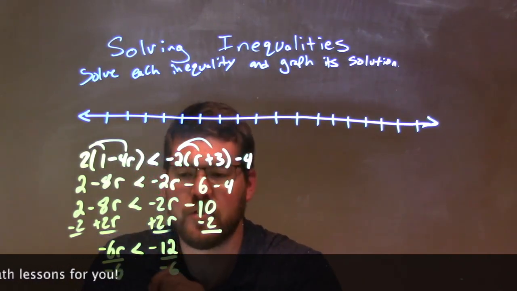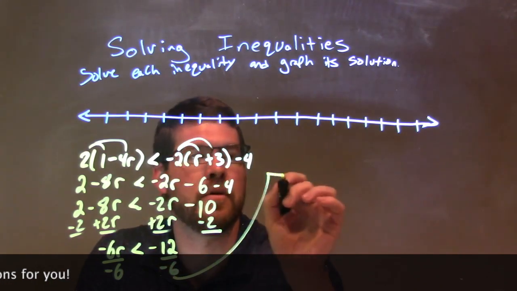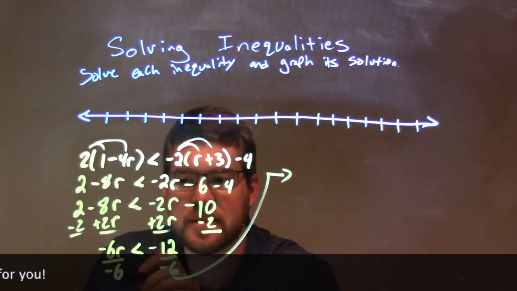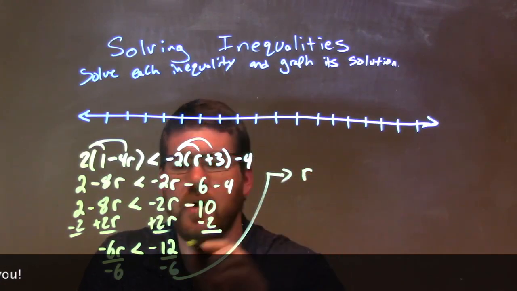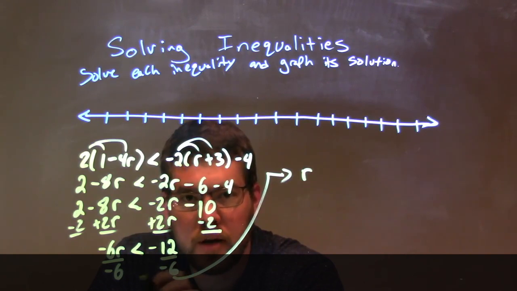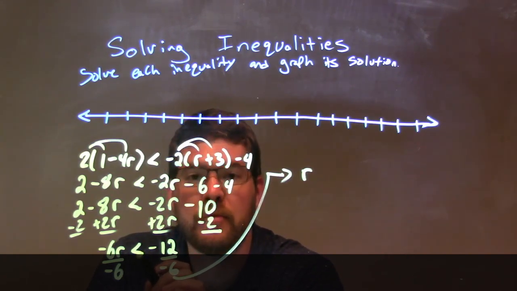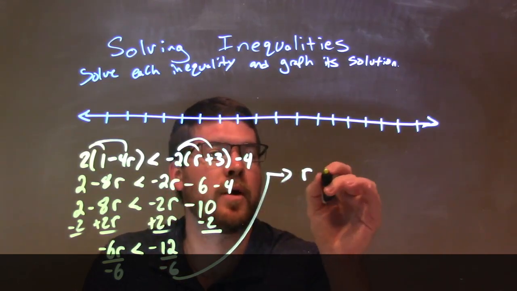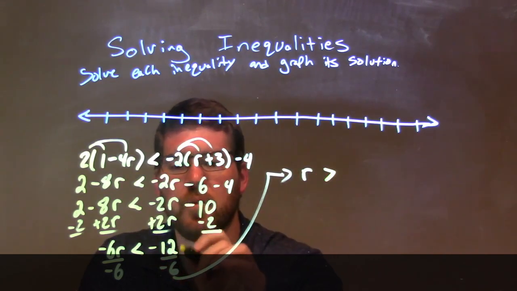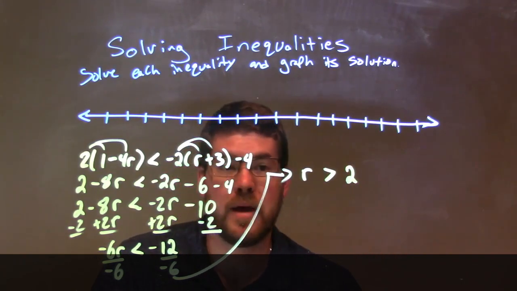Okay, we're kind of running out of space here. So divide by negative 6 to both sides. So let's go over here. Divide by negative 6 to both sides, right? Gives me r by itself. But since I'm dividing by a negative over this inequality, that less than sign flips to a greater than sign. So we have a greater than symbol right here. And the negative 12 divided by negative 6 is a positive 2. And so we have our final answer.